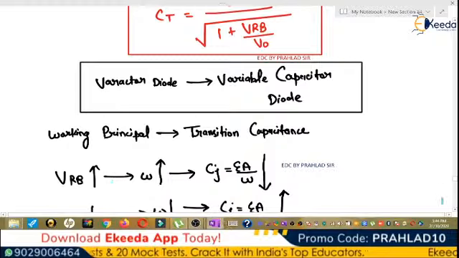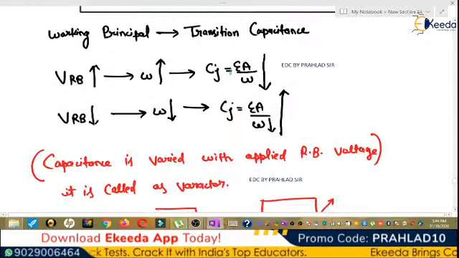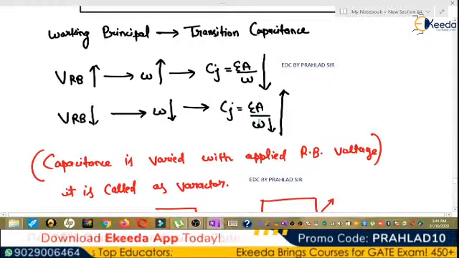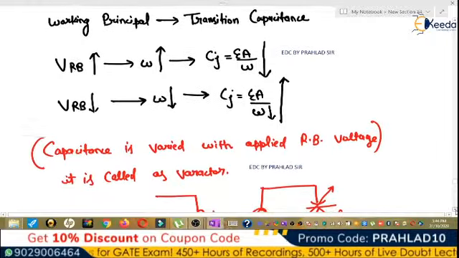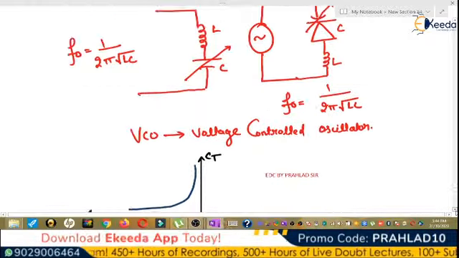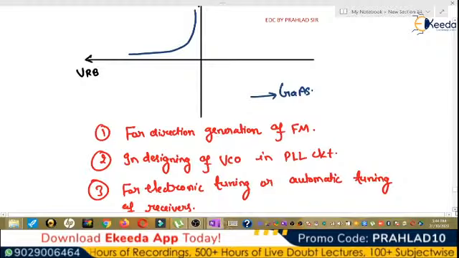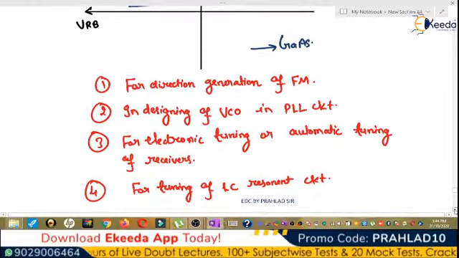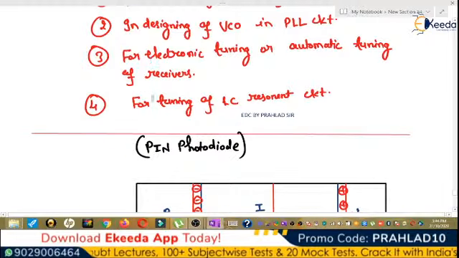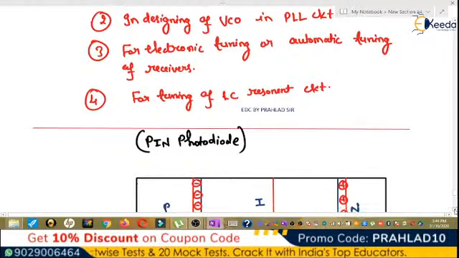So when VRB increases, W increases, then the junction capacitance Cj, which is epsilon upon W, decreases. When VRB decreases, then W decreases, and Cj, which is epsilon over W, increases. So capacitance is varied with the applied reverse bias voltage. It is called a varactor. It is used in direct generation of FM wave. It is used in designing of VCO in PLL circuits. It is used for electronic tuning or automatic tuning of receivers, and for tuning of LC resonant circuits.